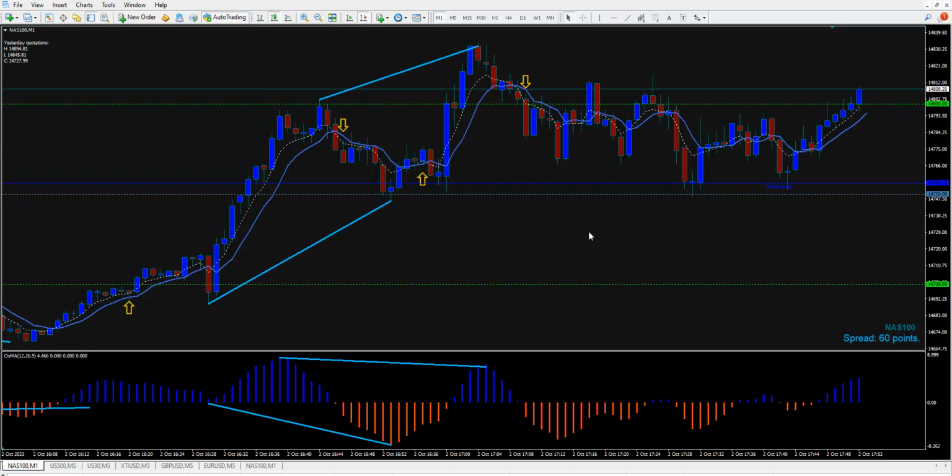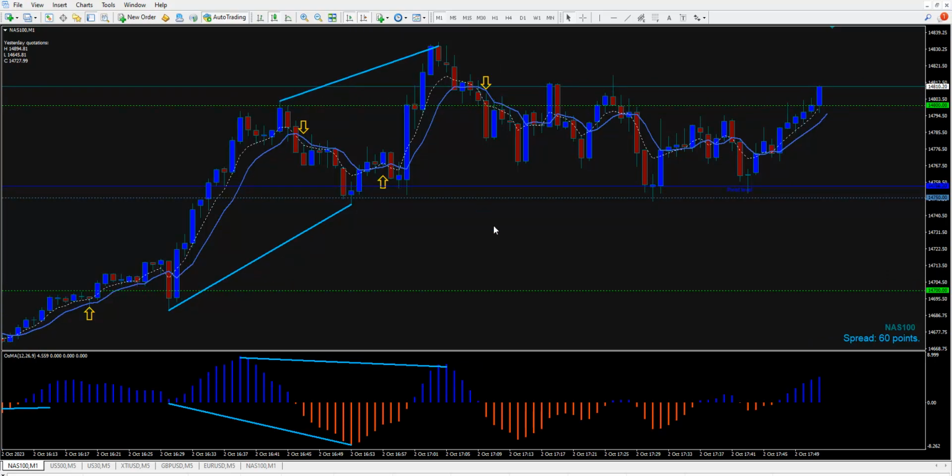Okay, that's it for the 1 minute. We had 1, 2, 3 trades on the 1 minute, and we had one trade on the 5 minute. All successful trades. All of them hit the target. 1-to-1 win-loss ratio. Hit them all.